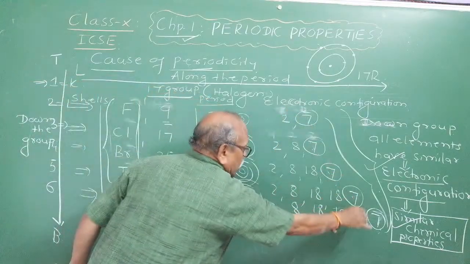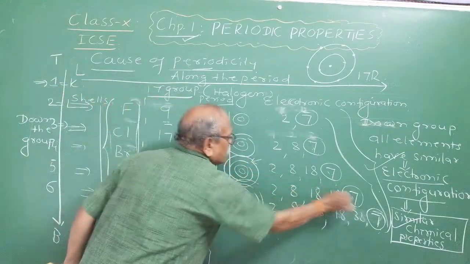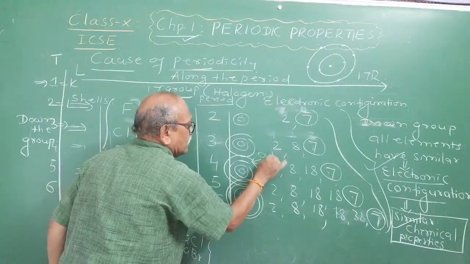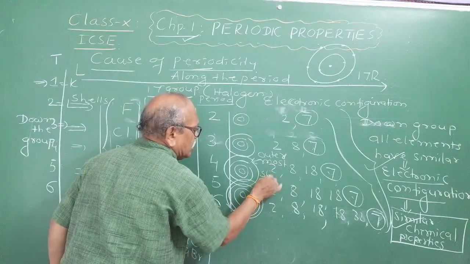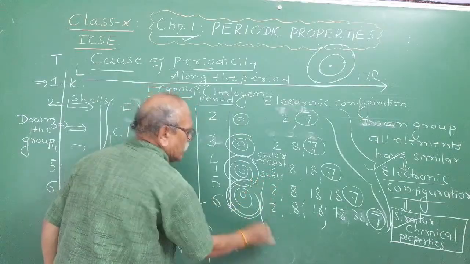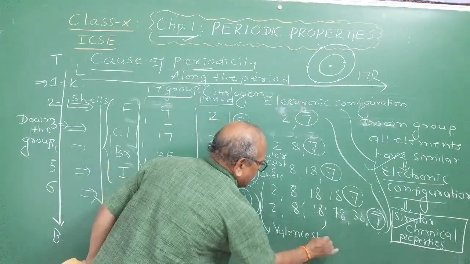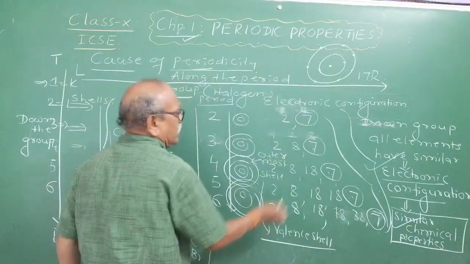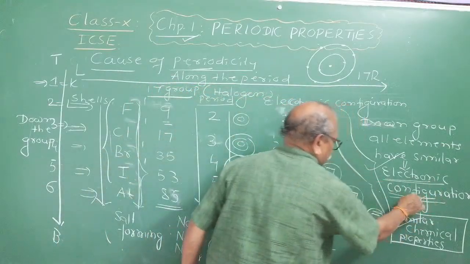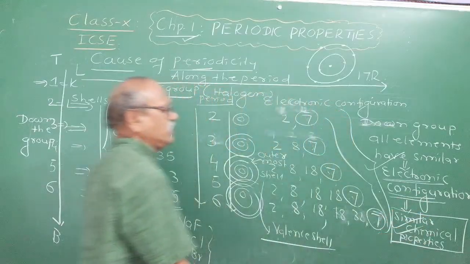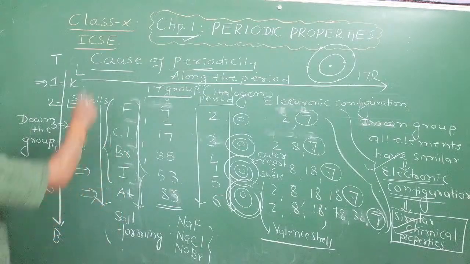But their electronic configuration in the valence shell, meaning the outermost shell, is the same. Actually, reaction takes place in this shell only. This outermost shell is called the valence shell. In the valence shell, the number of electrons, the electronic configuration, is the same. Therefore, all of them will have similar properties and show identical behavior down the group. That is the reason for periodicity.